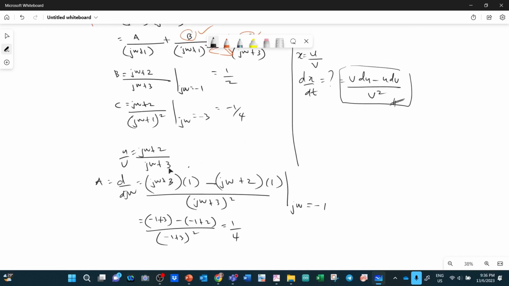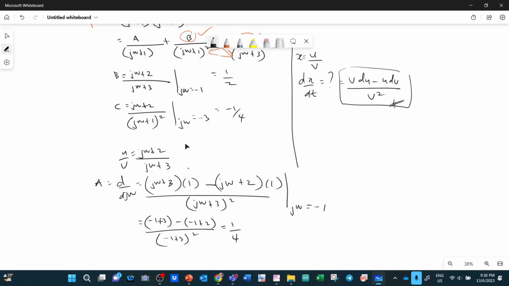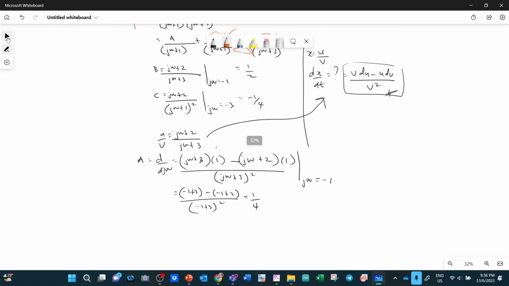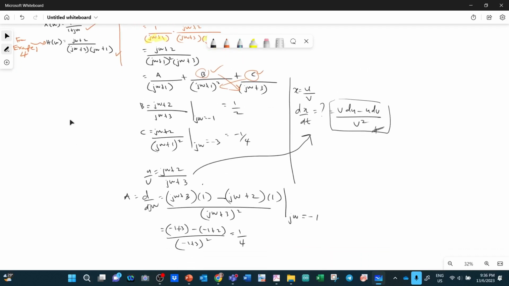Okay, so from this step you need to use this concept, using the dx over dt, (v du minus u dv) over v squared. Then you can just substitute the values that you found for A, B, and C.